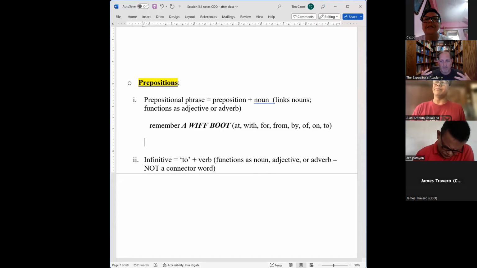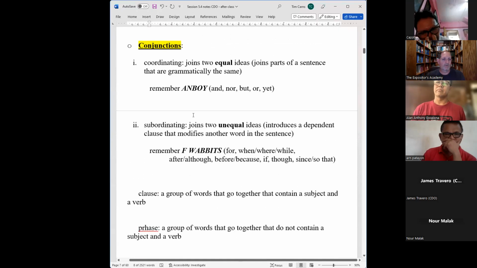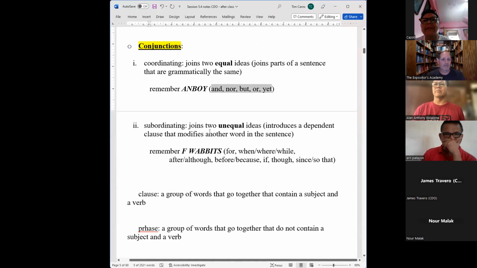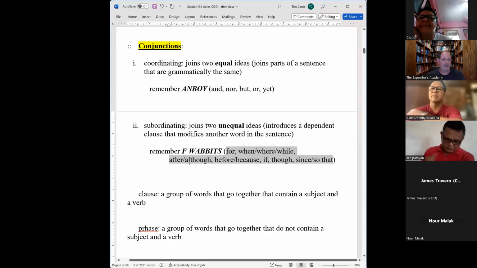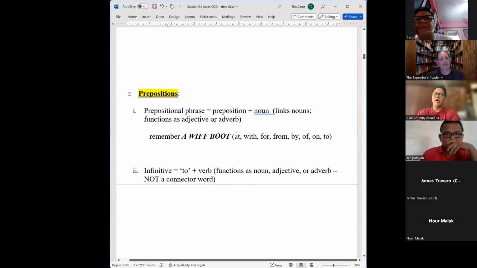But the more of these common connector words that you memorize, the easier it's going to be for you. So you don't have to keep going back to the syllabus and looking through the whole list. Just remember these nine for the prepositions, and then remember the coordinating conjunctions, and then try to remember as many of these as you can for the subordinating ones. If you can do that, there's really maybe about 30 connector words. If you can memorize them, you'll capture a large percentage of them and be able to do it very quickly. Okay. So for prepositions, a whiff boot is a good acronym to remember for these nine.